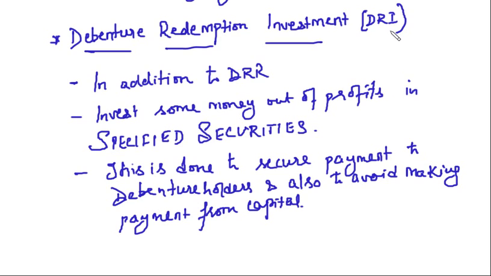In the DRR case, we are not investing money. We are just taking the money from one pocket and keeping it in a second pocket. In case of DRI, we are taking money out of one pocket and investing in some specified securities that have been specified by the Companies Act. So this is done to secure payment to debenture holders and also to avoid making payment from capital.